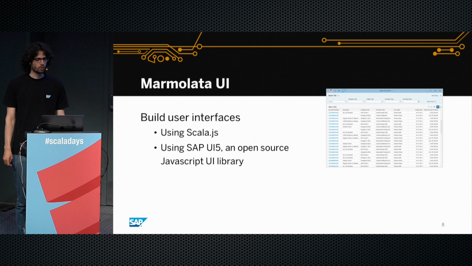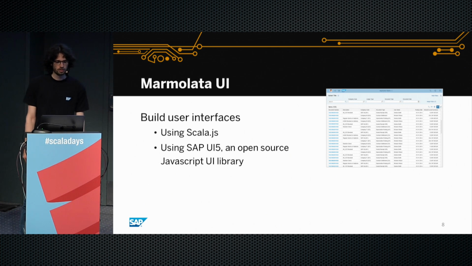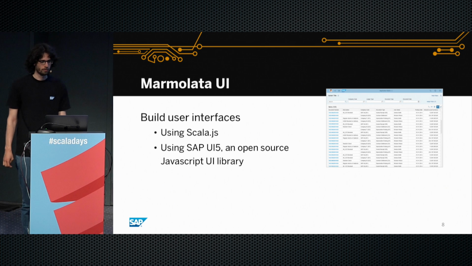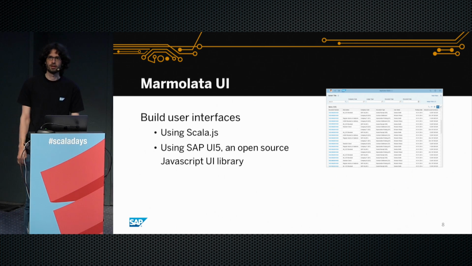Also, we are using SAP UI5. UI5 is a JavaScript library for UI controls from SAP. It is also open sourced, and it provides, for example, this table which you see there. This is a screen of a UI5 application, not the Marmolata one. And it provides all kinds of controls that you might need in the SAP context. And so we want to have that. And what we did is we wrote a wrapper for Scala to be able to use this.